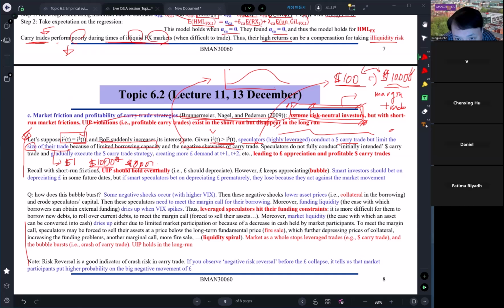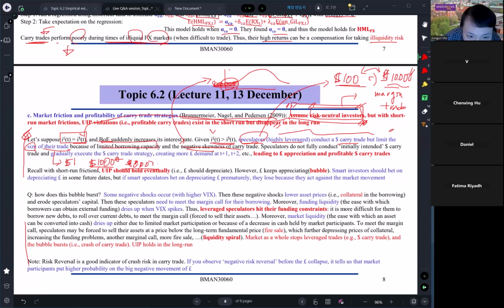If you implement carry trade, we have a huge possibility of big loss after one period. Big negative skewness means this. So there's a crash risk involved with carry trade. These speculators limit the size of the carry trade strategy because they worry about this big carry trade loss. They also cannot borrow sufficiently to implement carry trade.